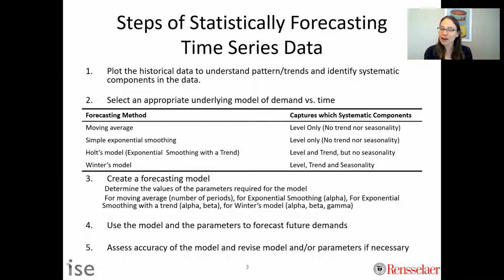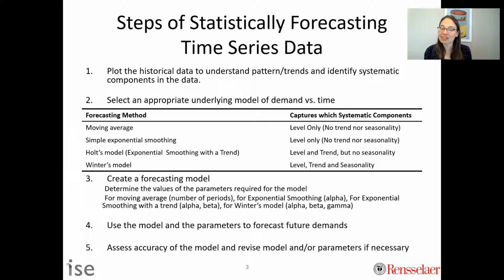So once we've identified the systematic components, in this class, we're only going to look at level, trend, and seasonality. If we identify that our data has only level, then moving average or simple exponential smoothing are a couple of methods that we'll learn in this class to apply. By no means are they the only methods. I want to be clear, there are other methods, but these are appropriate forecasting methods.